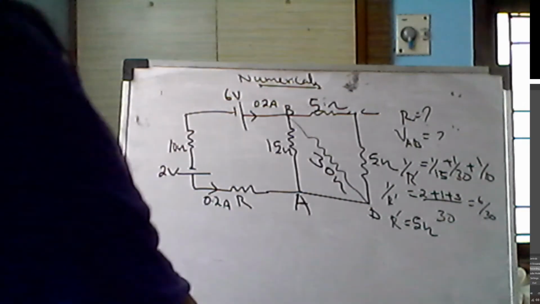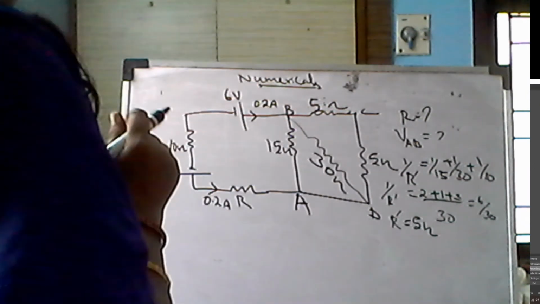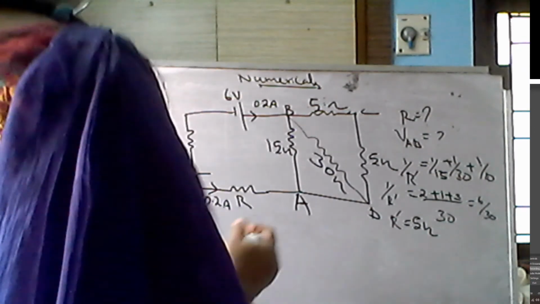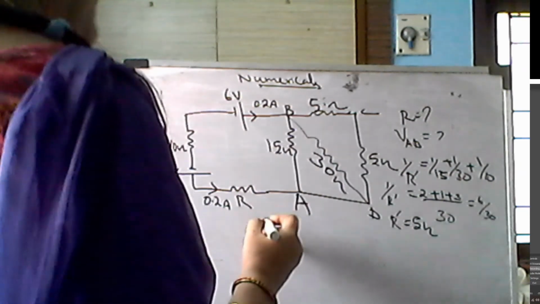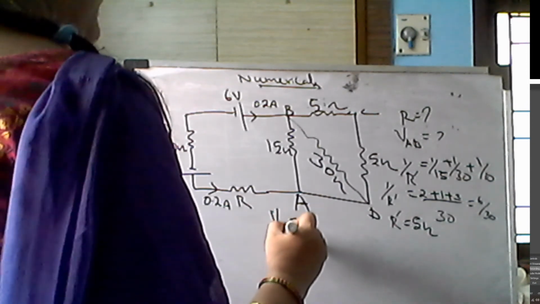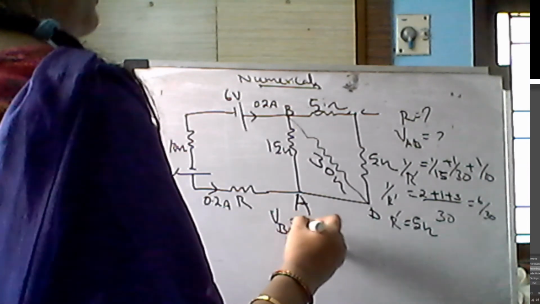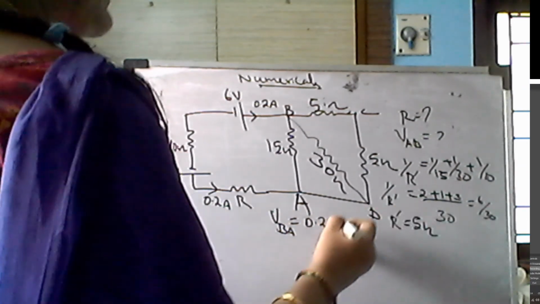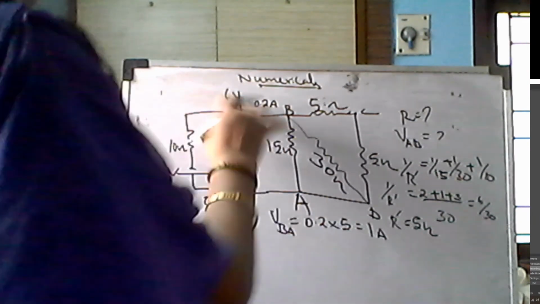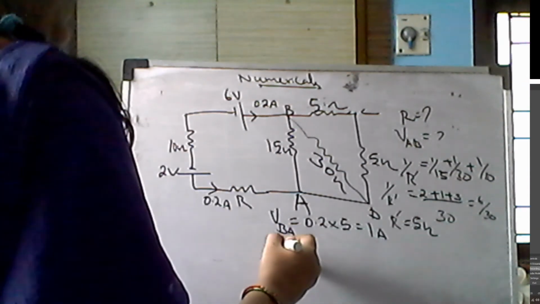So what is it that you are getting? This resistance across this parallel combination. You want potential across this. So VBA is nothing but, you know that I is 0.2 into R is 5. That is 1 volt. VBA is 1 volt. Here it is coming like that.